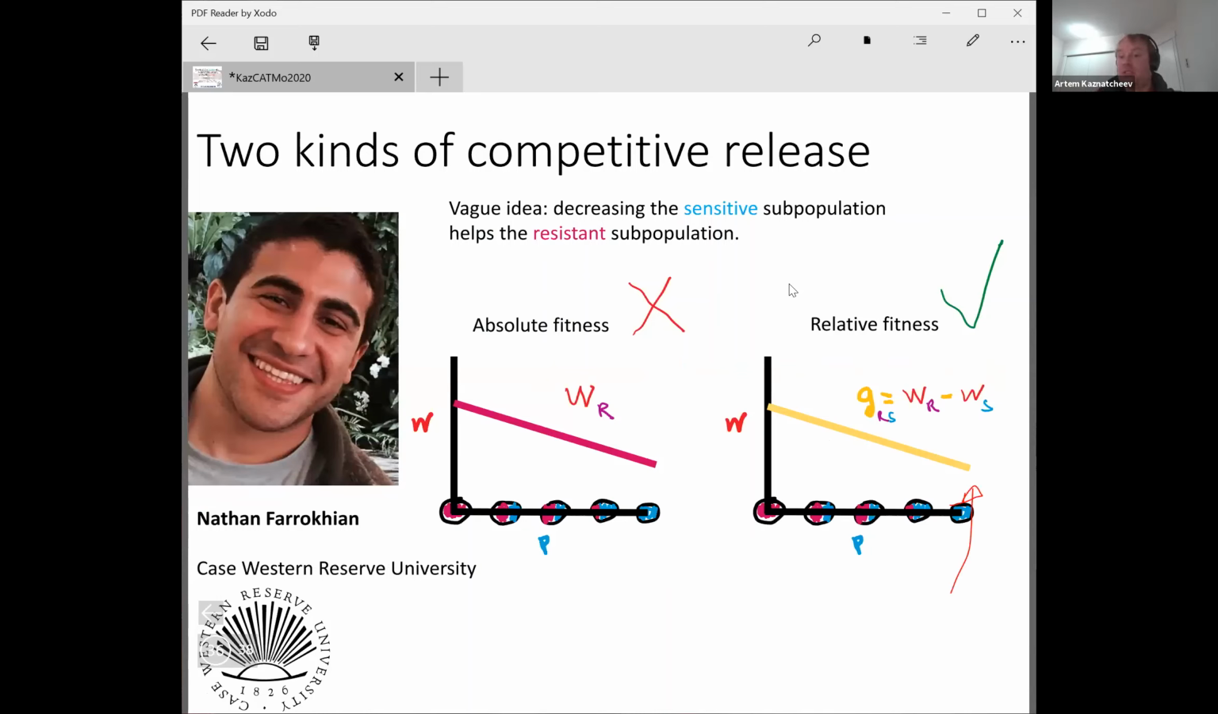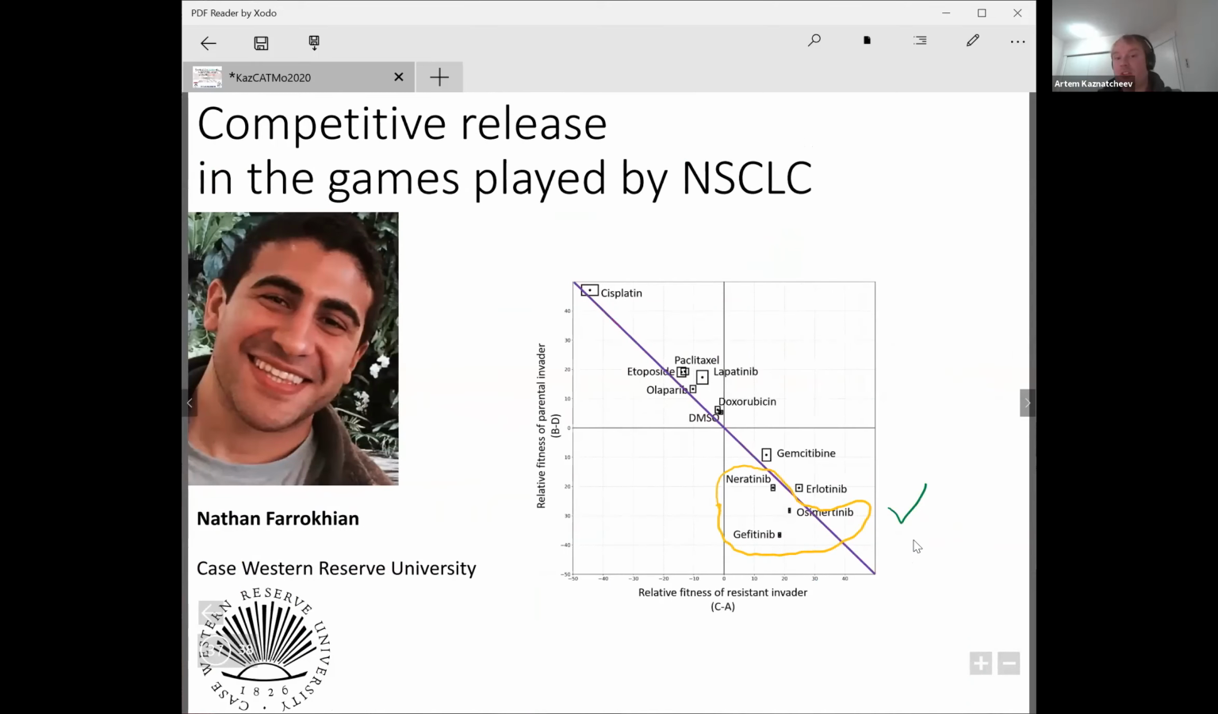And we saw before that the gain function can be read off of the game matrix space. You can just plot all the games in the game matrix space, and anything that's below this purple line, to the left and below this purple line, would be a case where competitive release happens, and everything above it is a case where it doesn't happen.